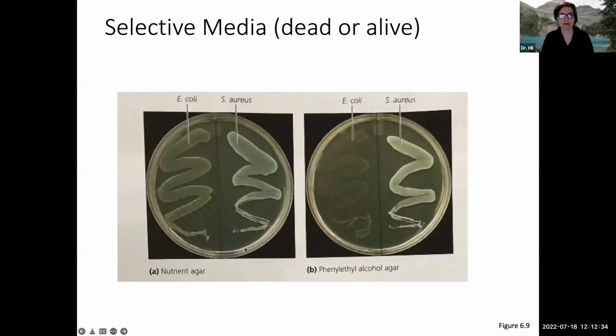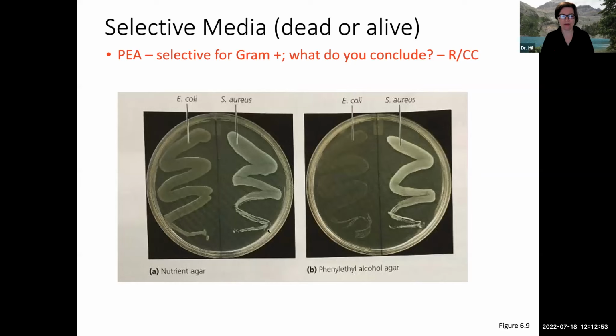We're going to start with an example of selective media that we will use in lab this week, and that you do have to know for the test, and it is called PEA. That stands for phenylethyl alcohol agar. It is selective for gram positives. Okay, so what we've done here is we've grown two species, E. coli and Staph aureus, on a TSA plate, which is not selective. This grows both these species pretty well, and on a PEA plate, which is selective for gram positives. It should encourage the growth of gram positives, and it should kill things that are not gram positive.